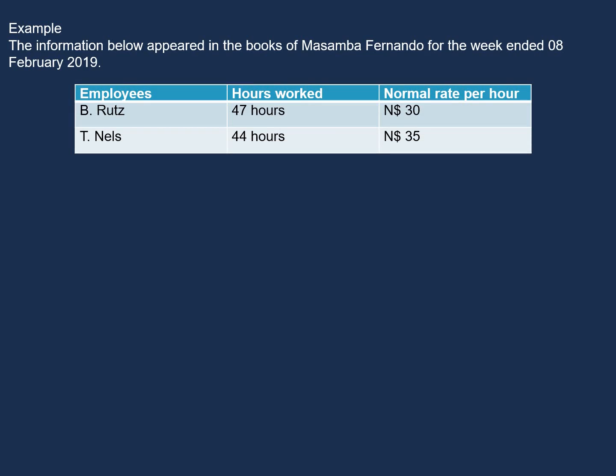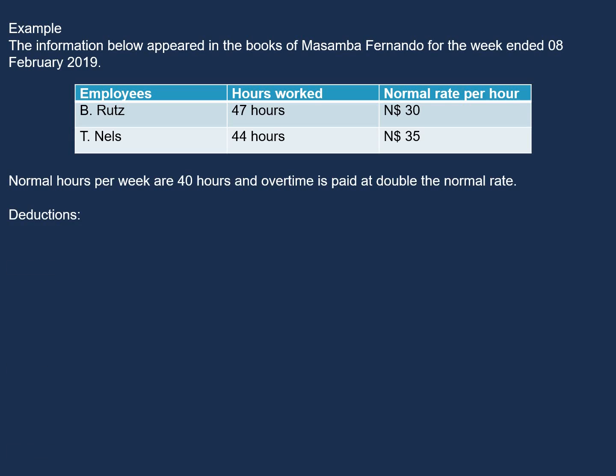B Roots worked 47 hours and T Nels worked 44 hours. The normal time rate for B Roots is $30 per hour and the normal time rate for T Nels is $35 per hour. Normal hours per week are 40 hours and overtime is paid at double the normal rate.